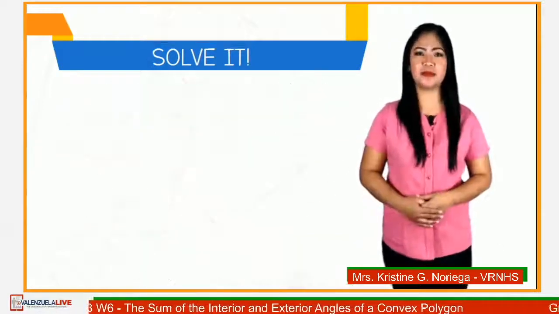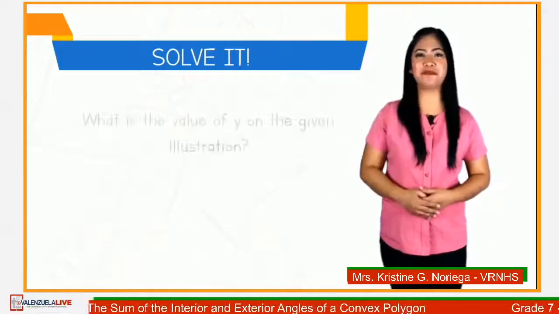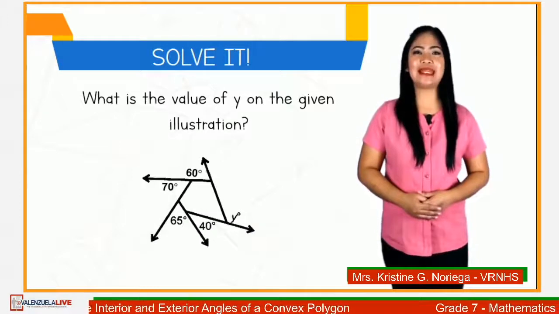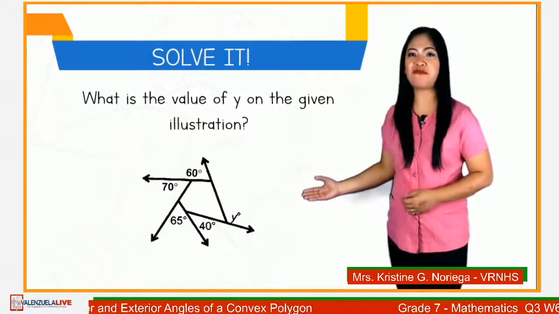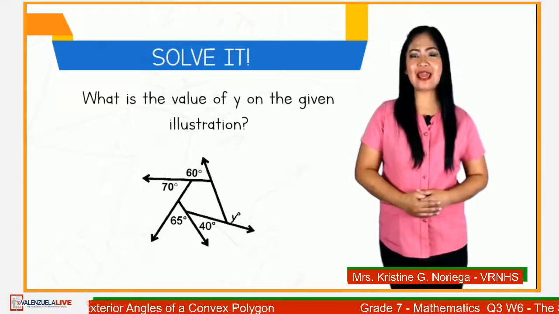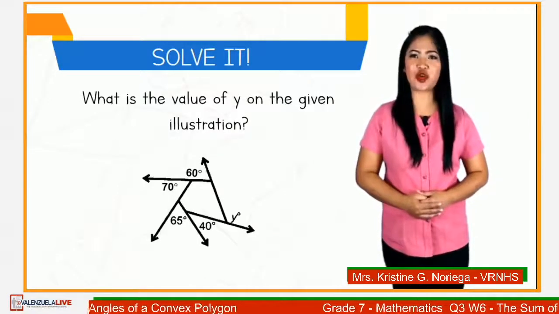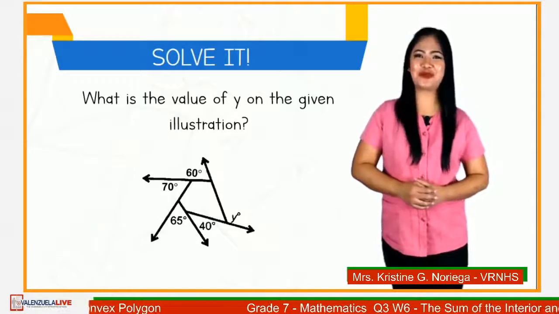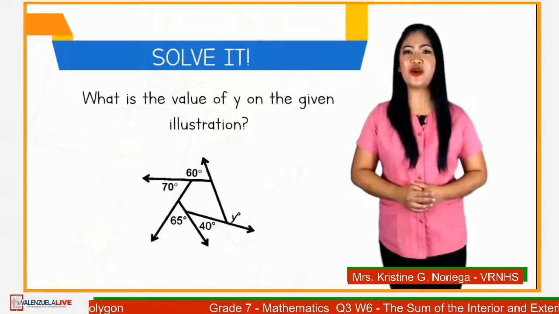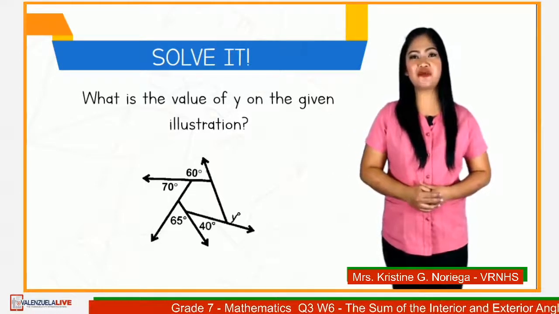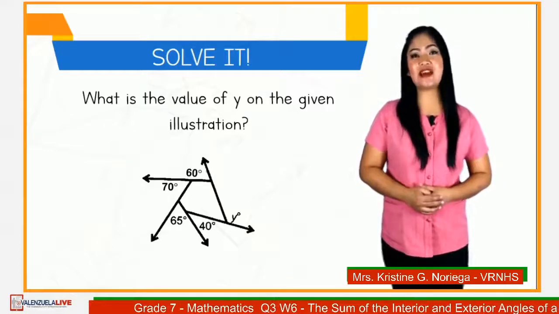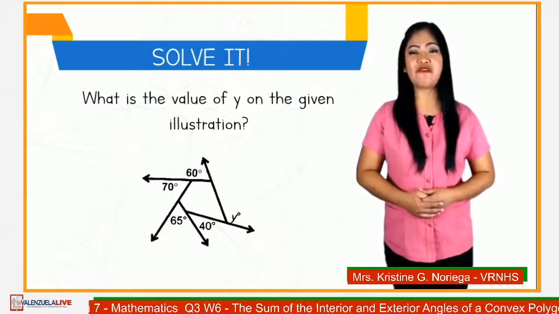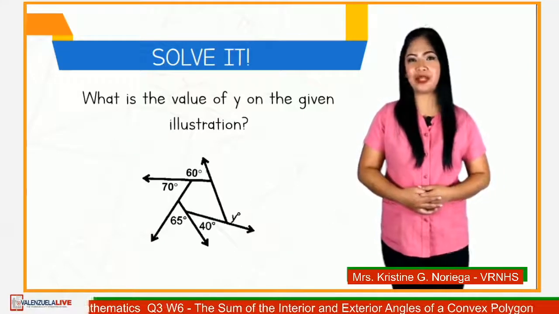For our third question, what is the value of y in the given illustration? Try to observe first the illustration before solving. As you can see, y here is a representation of an angle measure. But what type of angle is it? Great! Y is an exterior angle. Same as the other measurements shown: 60 degrees, 70 degrees, 65 degrees, and 40 degrees are all measurements of the exterior angles of this given polygon.